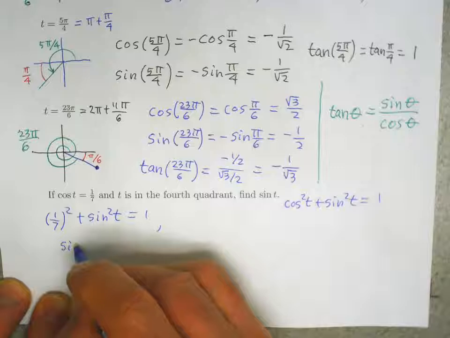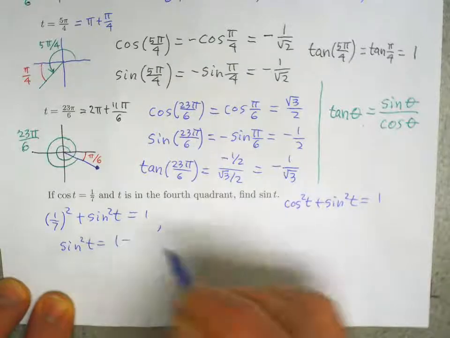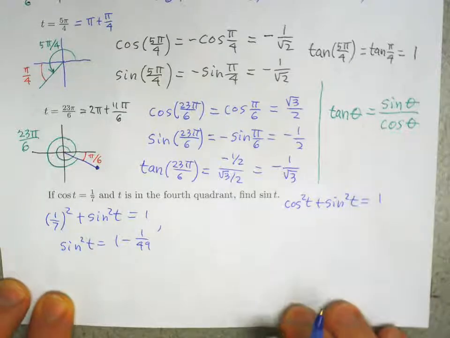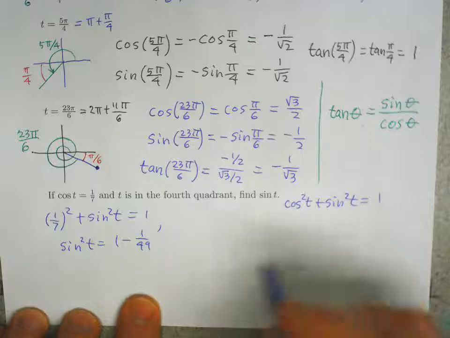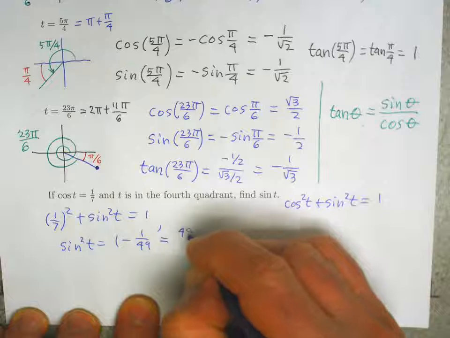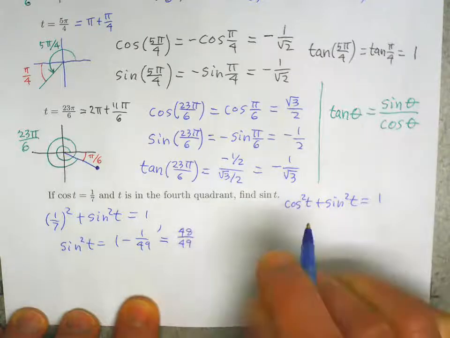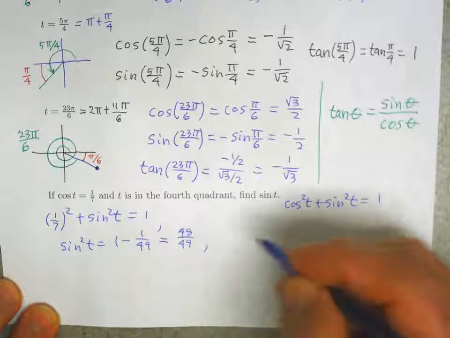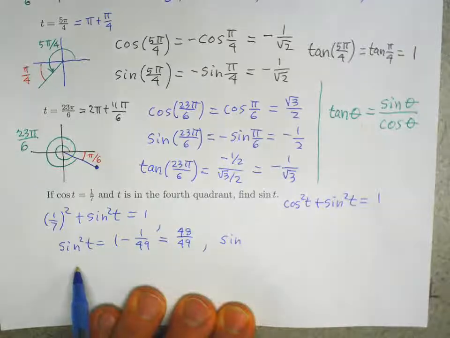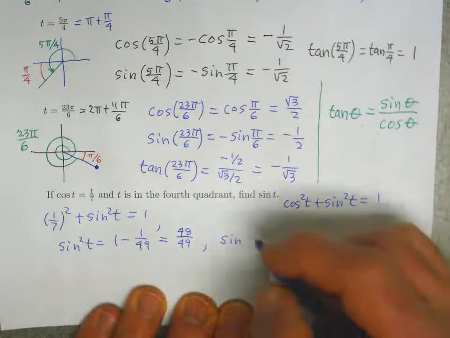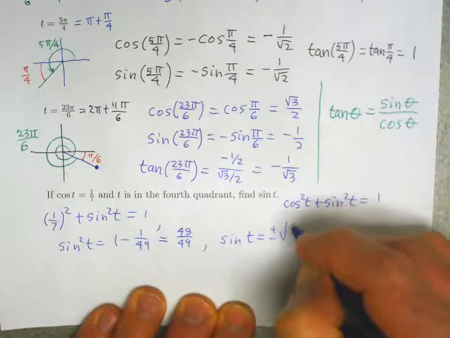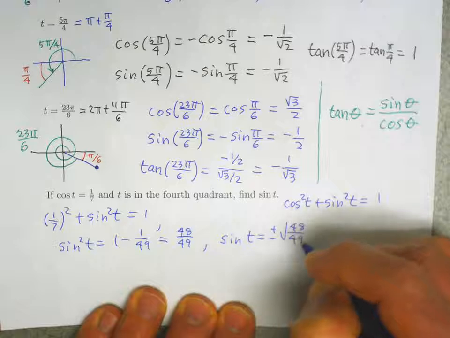And so sine of t squared will be equal to 1 minus 1/49th, because 1/7 squared is 1/49th. And then this will become 48/49. So when we apply the square root property, if sine of t squared is 48/49, sine of t is equal to the positive and negative square root of 48/49.